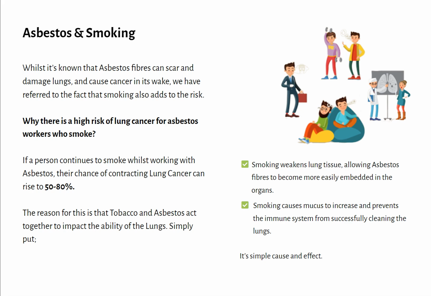Simply put, smoking weakens lung tissue, allowing asbestos fibers to become more easily embedded in the organs. Smoking causes mucus to increase and prevents the immune system from successfully cleaning the lungs. It's simple cause and effect.